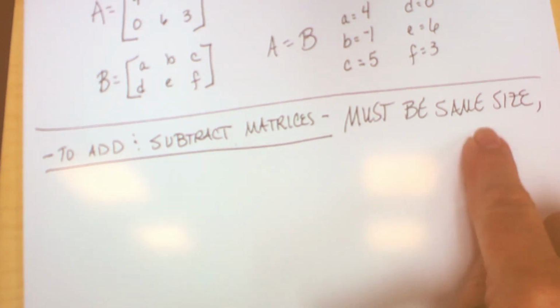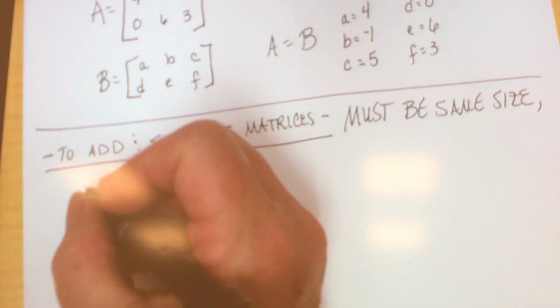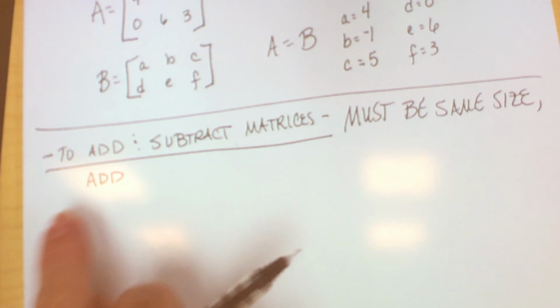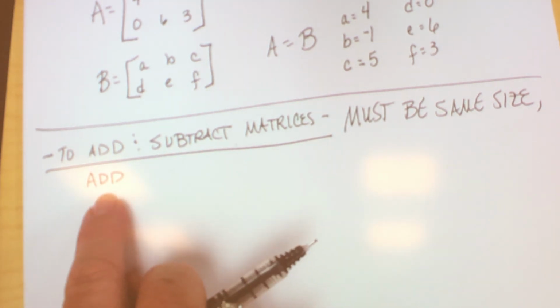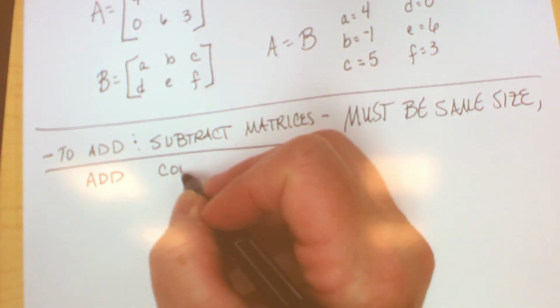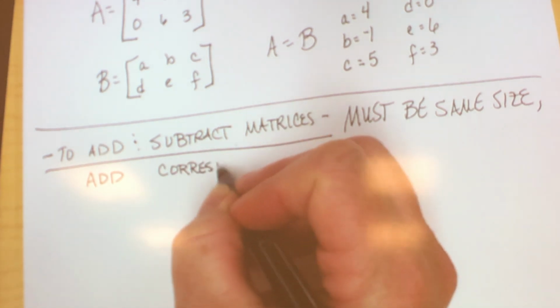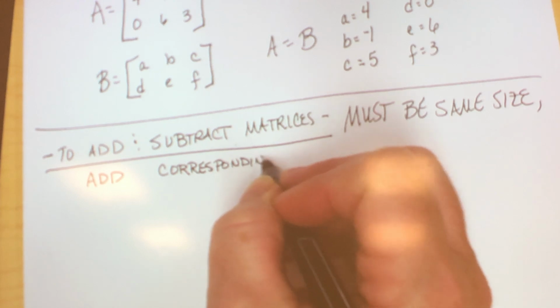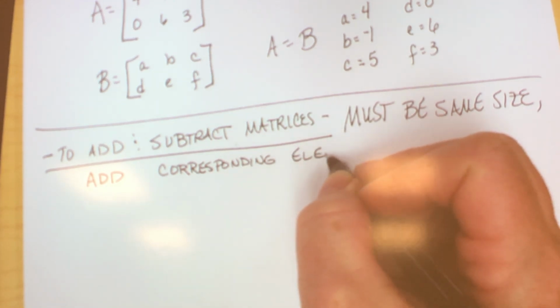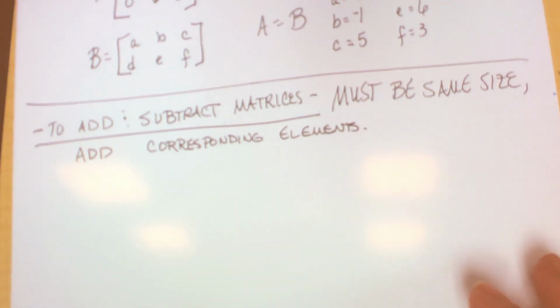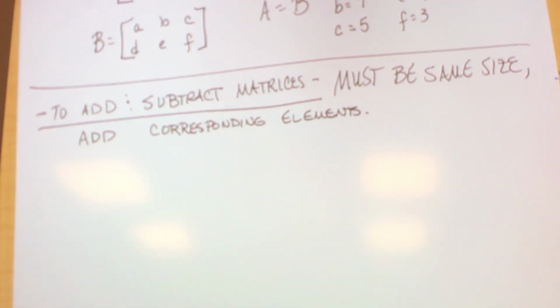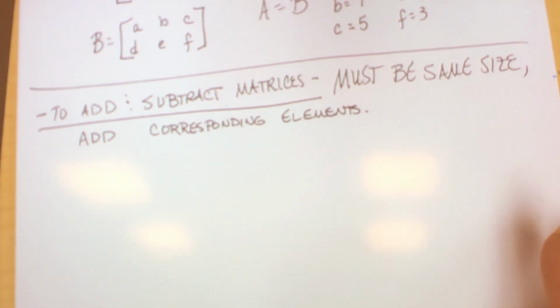So they must be the same size. And all you're going to do is add. Notice I don't ever use that word subtract. All you're going to do is add corresponding elements. Add corresponding elements. Okay? So, I think we need to try one, right?